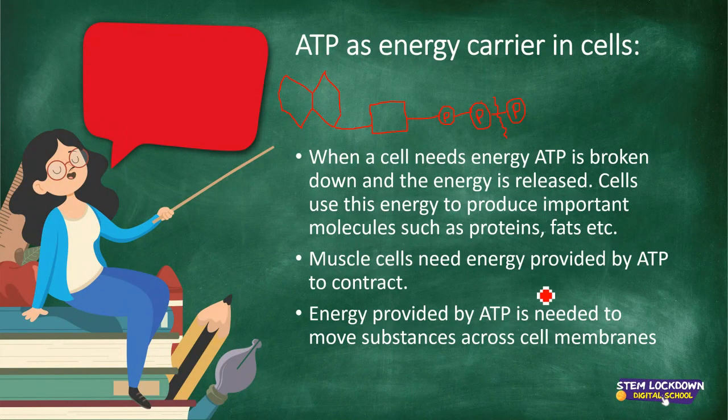Muscle cells need energy provided by ATP to contract. Remember, I said that all cells use ATP, okay? Energy provided by ATP is needed to move substances across cell membranes. Even plants use ATP. We don't need to go deep into understanding ATP. Just know that it is the energy carrier in all cells, all right?